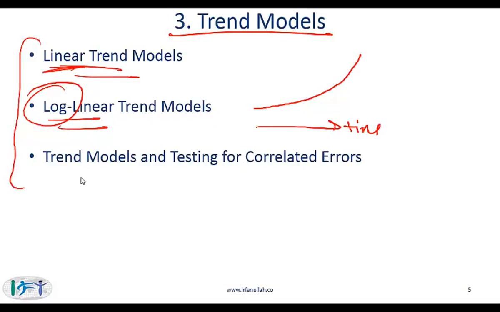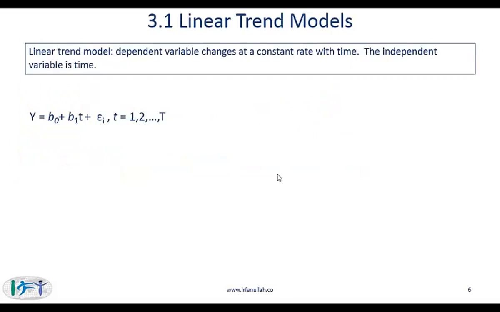And then we will look at trend models and testing for correlated errors. As we've discussed with time series data, the big issue often is that errors are correlated. Sometimes it will be obvious that the errors are correlated, but if it is not obvious, then you need to do certain tests. And we'll talk about those tests. Okay, so section 3.1, the most basic model we'll talk about in this lecture, which is a linear trend model. The definition.